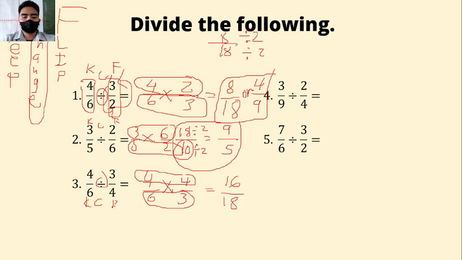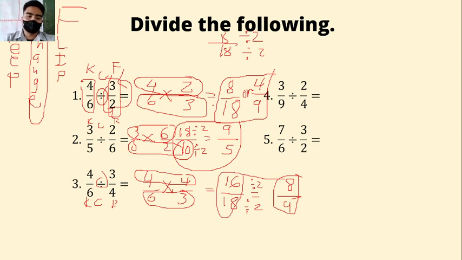Correct. Alright, so with that one, is 16 divisible by 2? Yes. How about 18? Is 18 divisible by 2? Yes, so we could tell that both of them are able to be divided by 2. So if you're going to divide 16 divided by 2 and 18 divided by 2, what would be the answer? 16 divided by 2 is 8. 18 divided by 2, the answer is 9. So the final answer would be 8 over 9 or 16 over 18.